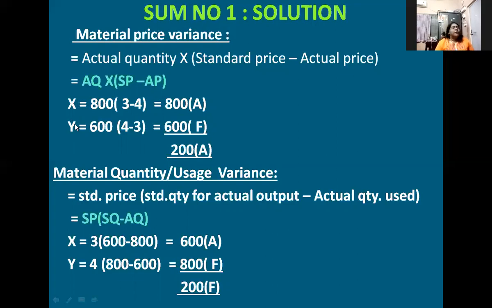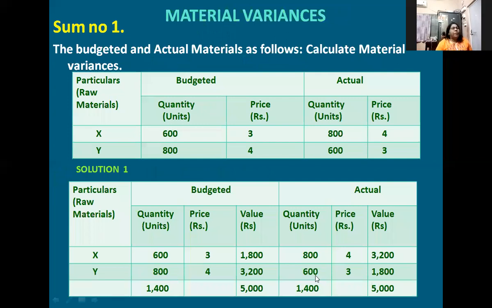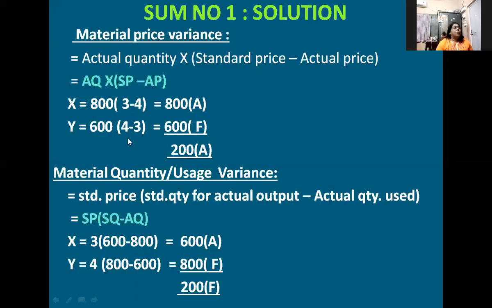Likewise, I calculated for material Y. Look at the information for material Y: the actual quantity is 600, the standard price is 4 and the actual price is 3. So look at this calculation: 4 minus 3, I'm getting a positive answer, 1. 1 into 600, 600. That's what I mentioned in the brackets as favorable. So 800 for X we are getting as a negative answer, and for Y it is a positive answer, 600. What is the resulting answer when we combine both materials? 200 adverse, because the negative answer is more than the positive answer. So 800 minus 600, we are getting 200 as adverse.